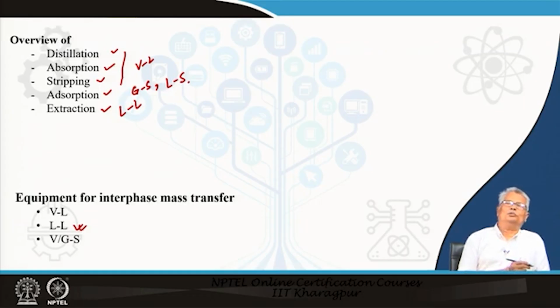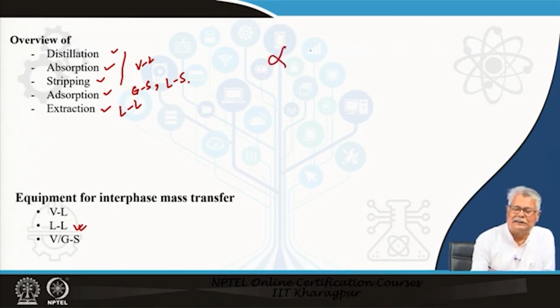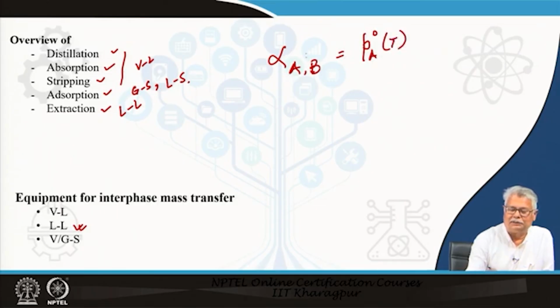Now, I just have a very quick recapitulation of the distillation. In distillation, we take care of the principle of separation by looking at the relative volatility of the two components or more than two components, by defining a term which is called relative volatility. The relative volatility of A with respect to B is the pure component vapor pressure of A at that particular temperature, this is a function of temperature, divided by the pure component vapor pressure of B at the same temperature.